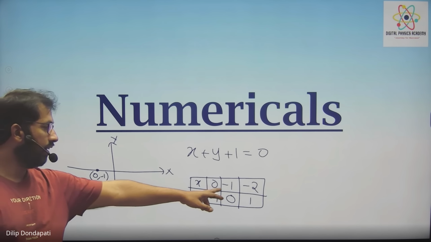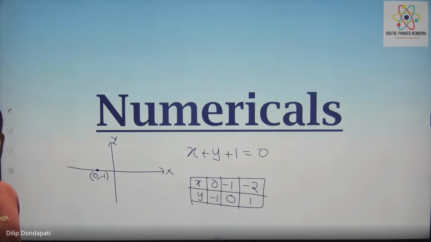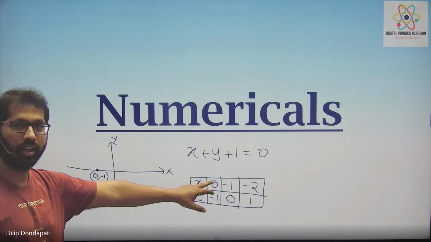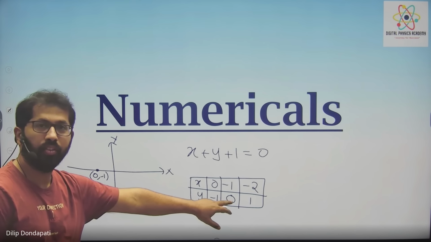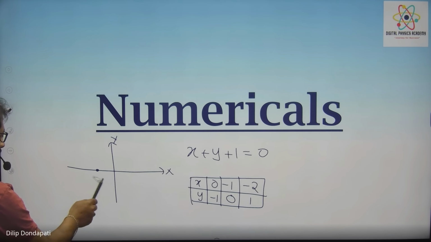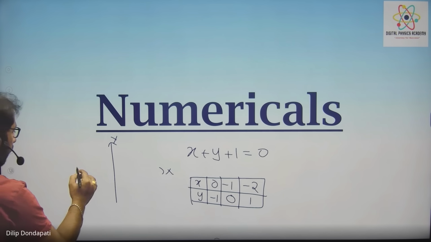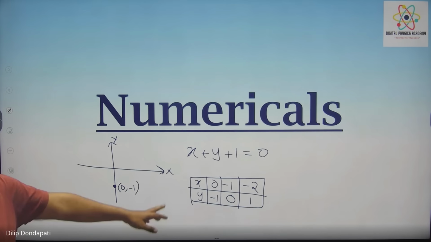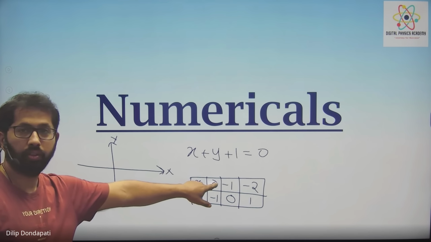Next point, -1, 0. Wrong or right? It should be wrong. See, on the x-axis x will be there, y will not be 0. On the y-axis, y will be there. Tell me where 0, -1 will be. So 0 comma minus 1 will be on the y-axis, because on the y-axis x will be 0, right?